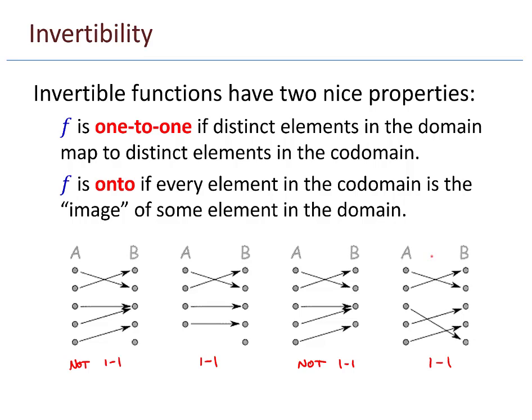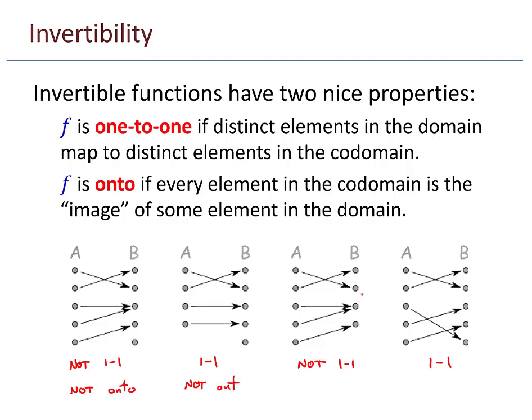f is onto if every element in the codomain is the image of some element in the domain. So let's go through these 4 examples and see if these examples are onto. In the first case, it is not onto because there's no arrow that goes to this particular element in my codomain. The second example, look at that. We still have something that's being missed in my codomain. So again, this is not onto.